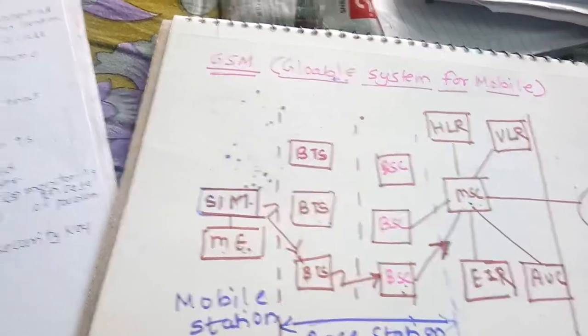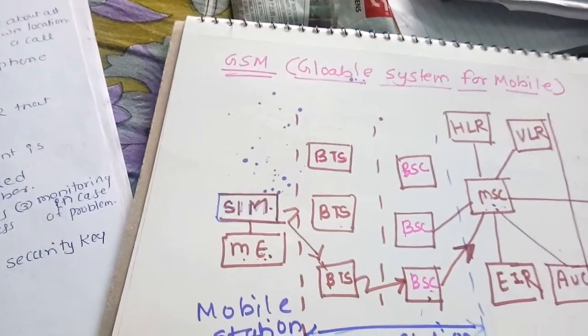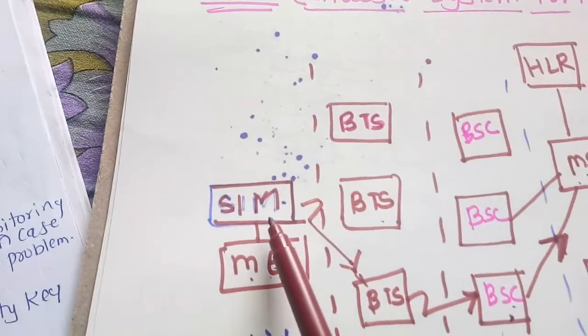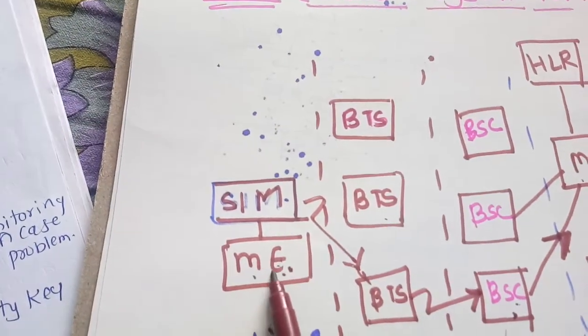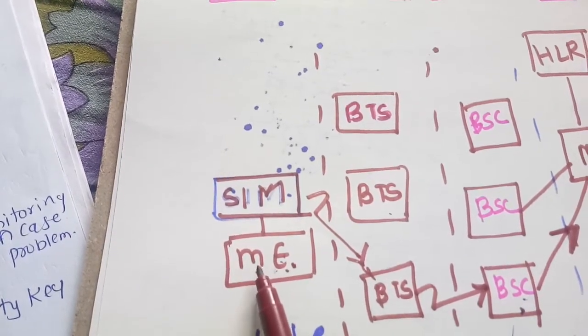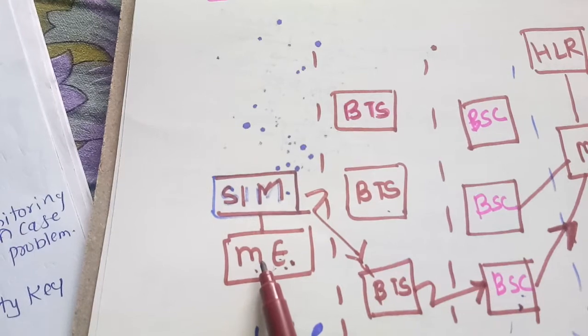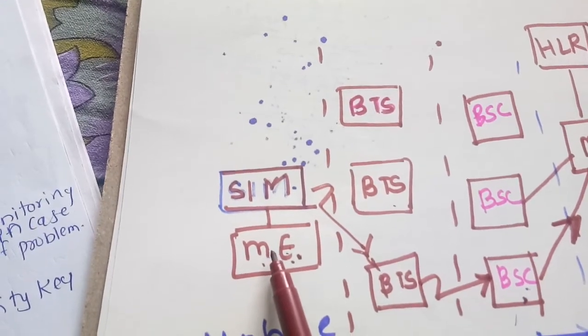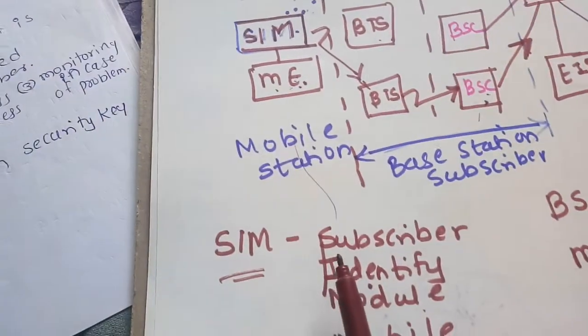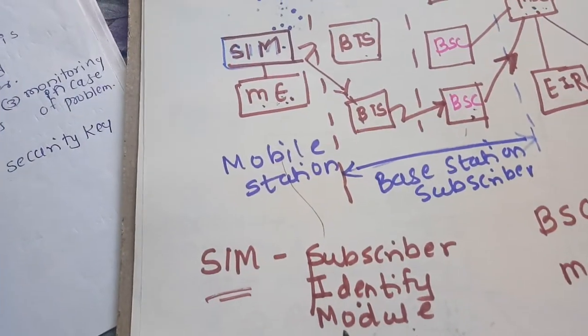In this video we will explain about GSM architecture. GSM architecture starts from the SIM and the mobile equipment. The mobile we use is called mobile equipment, and mobile equipment contains a SIM. What is the long form of SIM? The long form of SIM is Subscriber Identity Module.